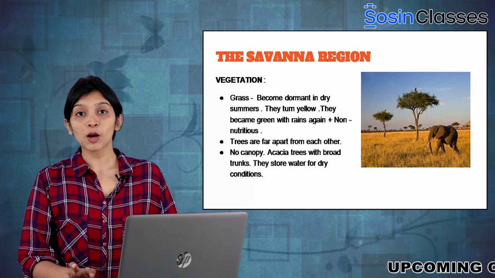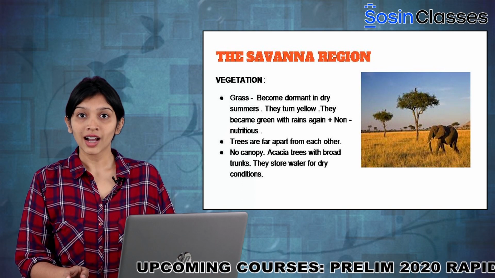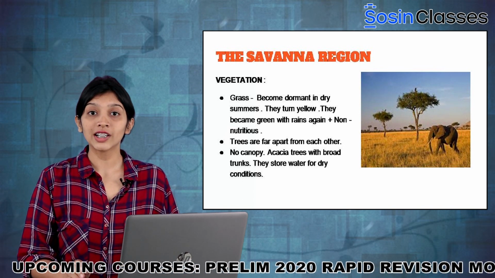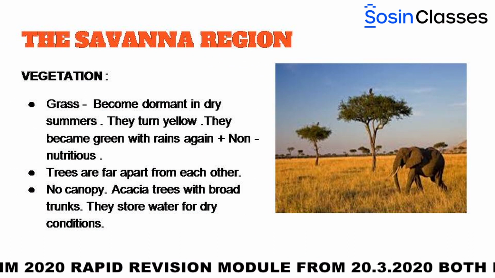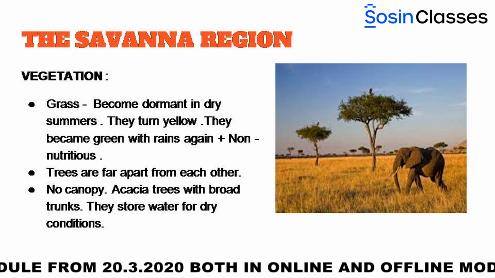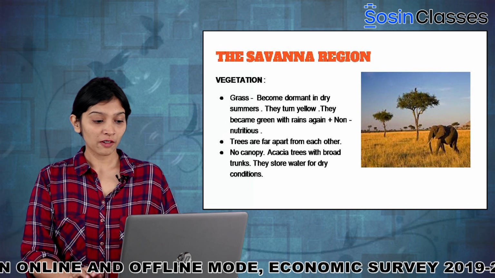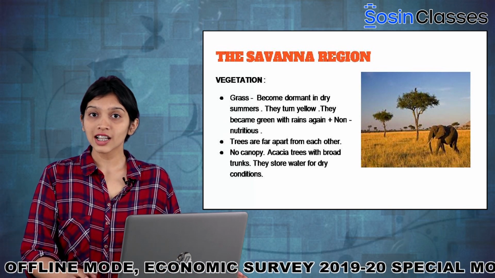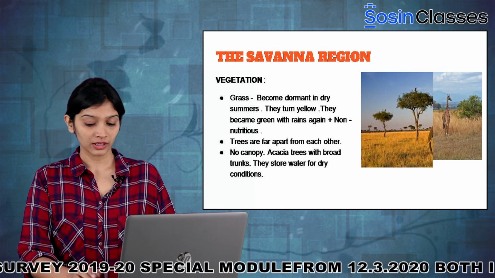One of the distinct properties of the grass found in this region is that they become dormant, that is, they become yellow in the dry seasons and again become green in the rainy seasons. Well, they are non-nutritious in nature. There is no formation of canopies as the forests are not thick enough. However, there are mostly acacia trees in these regions that store water in their broad trunks.